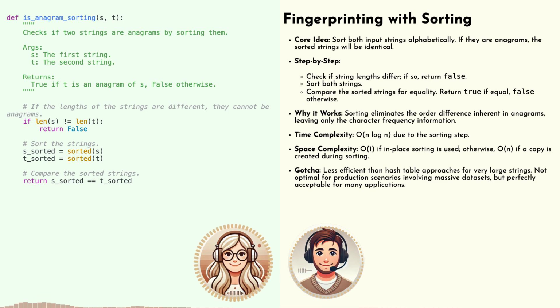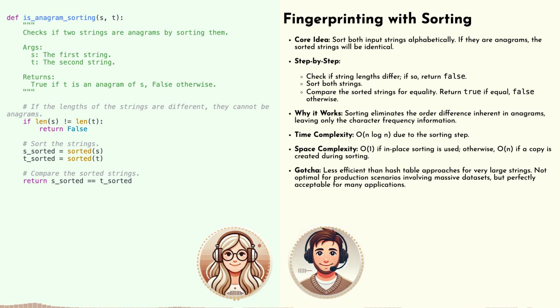Well, what if we sorted the characters in each string alphabetically? Oh, okay. And if the two strings are anagrams, they'll have the same characters, right? Right. And then once you sort them, they'll be in the same order. Ah, I see. So if we sort both strings and they end up being identical, boom, we know they're anagrams. It's like if you have two sets of Scrabble tiles and you arrange them alphabetically. If the two sets are identical, you know they had the same letters to start with. They just started in a different order. That's such a good analogy. It's a visual way to think about it.